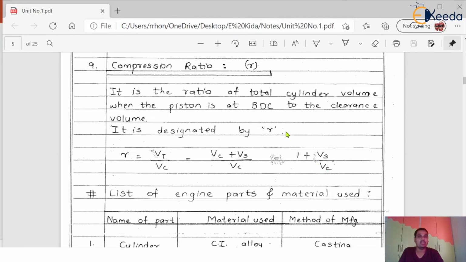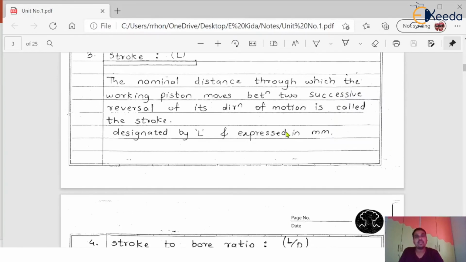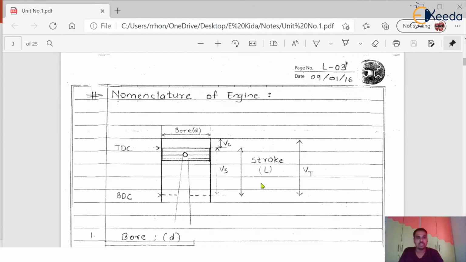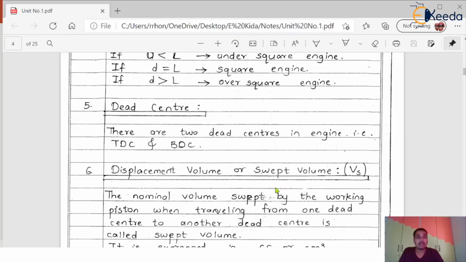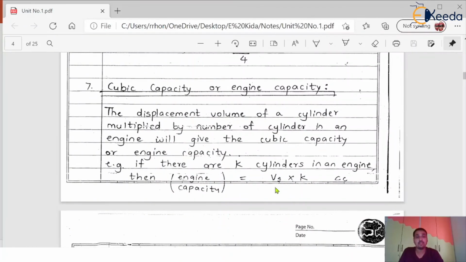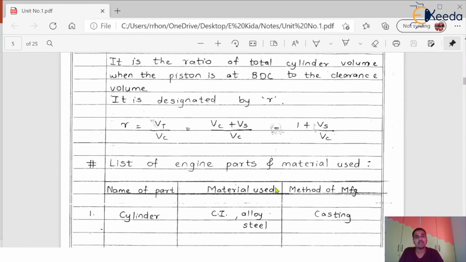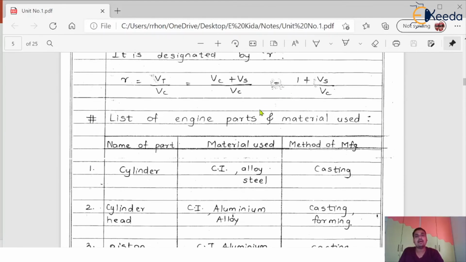So these 9 terms come under the complete engine nomenclature or terminology. This is a very important point. Unless we understand these things, we can't move further, because the whole IC engine subject depends on this particular terminology. I hope you understood well the points which I covered today.